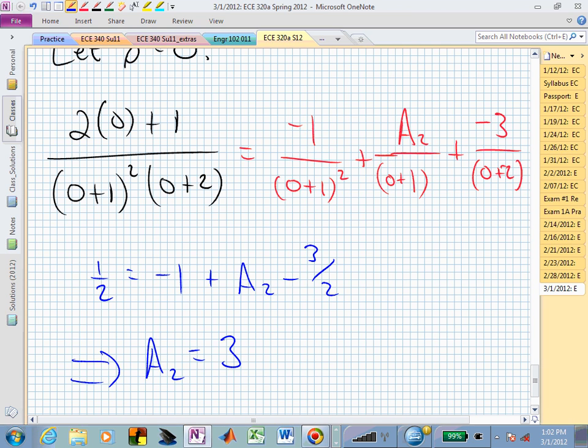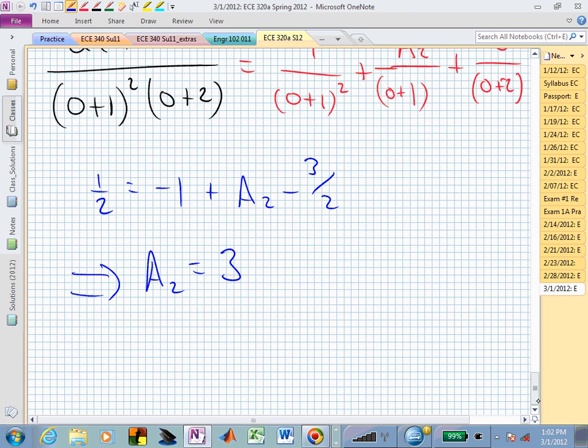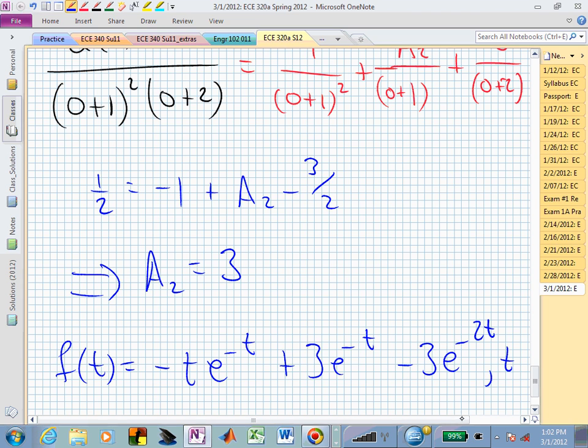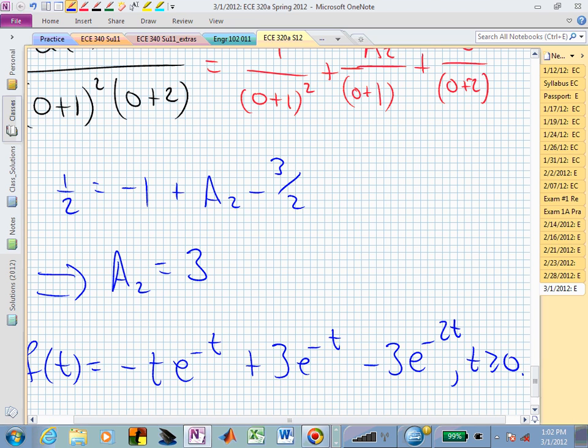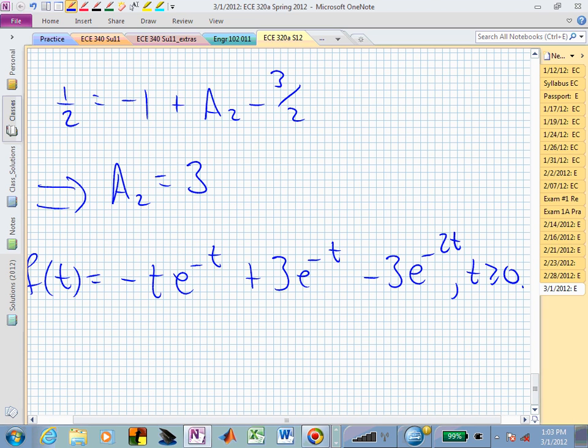And now we're done, really, with f of t. We now know that f of t is a1 was minus 1, a sub 2 was 3, and a sub 3 was minus 3. And that's now, we could be done. Question?